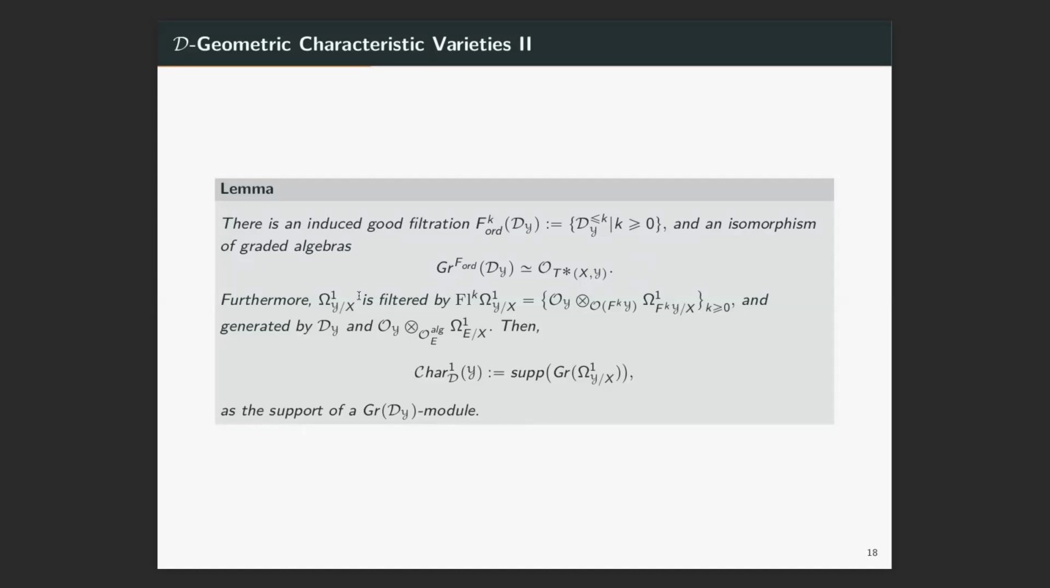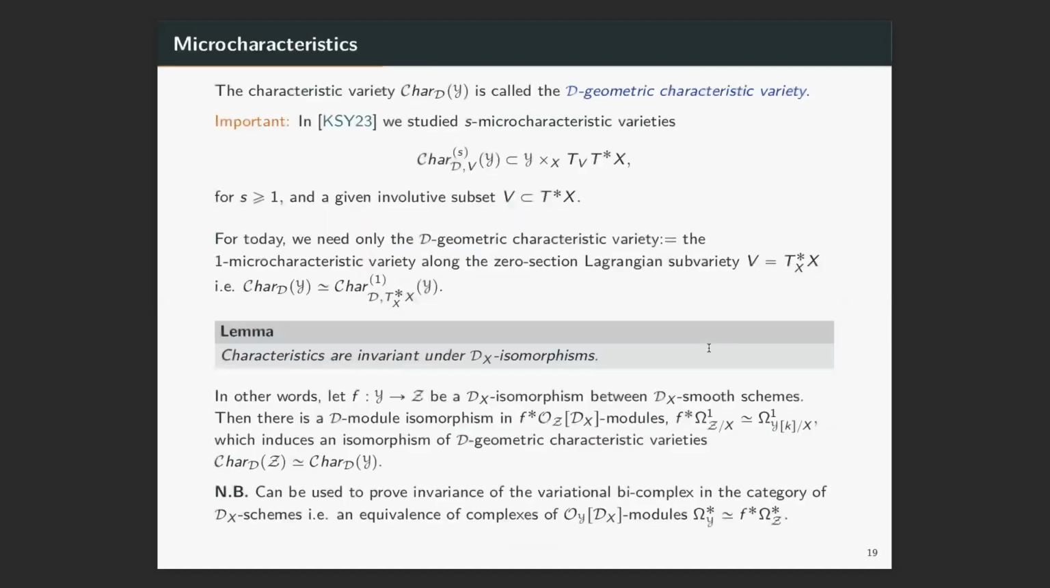And then you can show that these forms that we just saw are filtered, and the characteristic variety is defined entirely analogously. So it's the support of the graded module of this guy. It can be shown that everything that we just said is independent of filtrations, and all of the usual arguments that establish this is a well-defined notion go through here. So why is this useful?